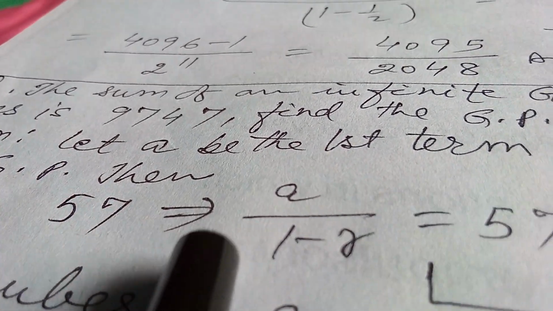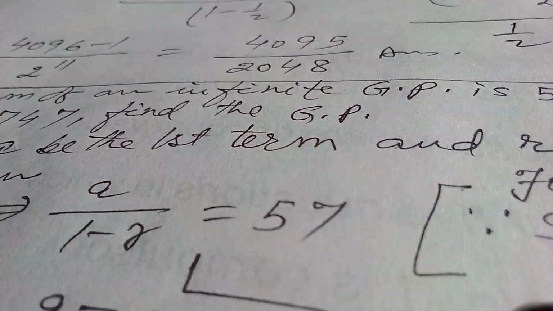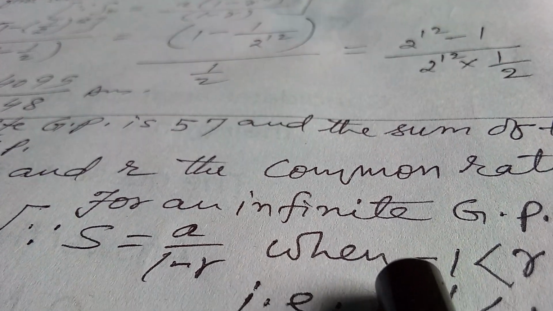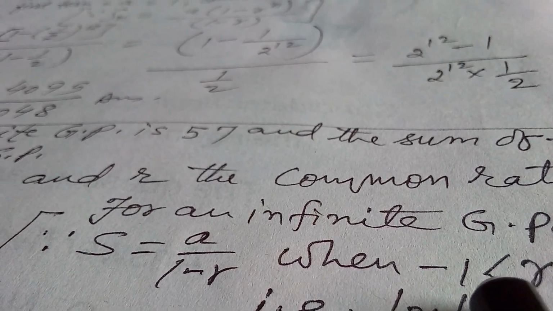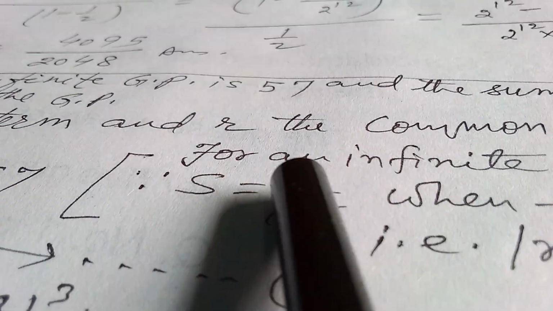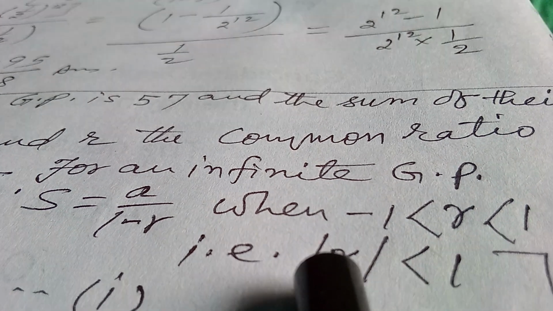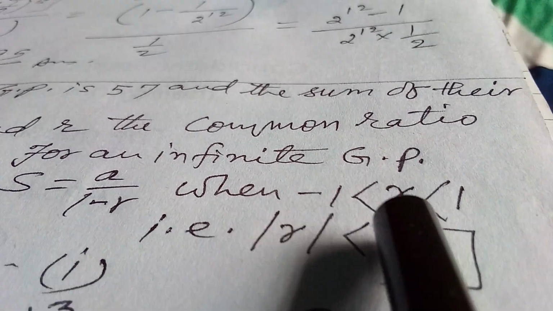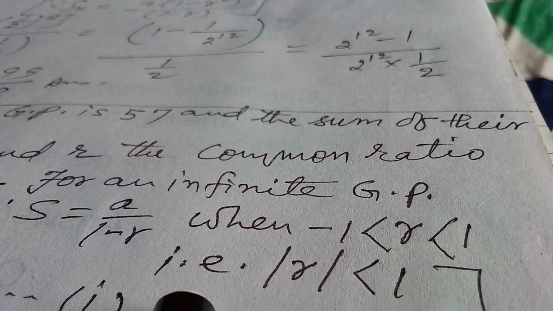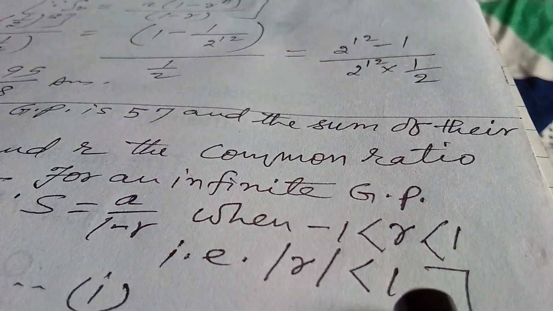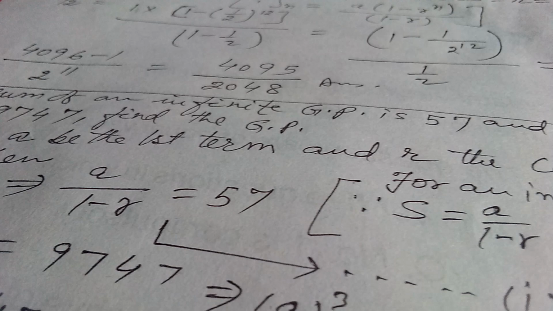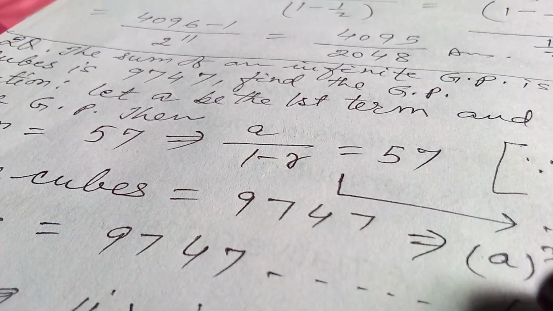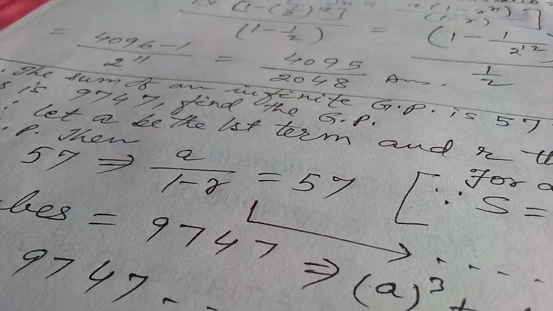This implies A by 1 minus R equals 57, because for an infinite geometric progression, the sum is equal to A by 1 minus R when R, that is the common ratio, is greater than minus 1 but smaller than 1. That is, modulus of R is less than 1. So A by 1 minus R equals 57. This is the first equation.